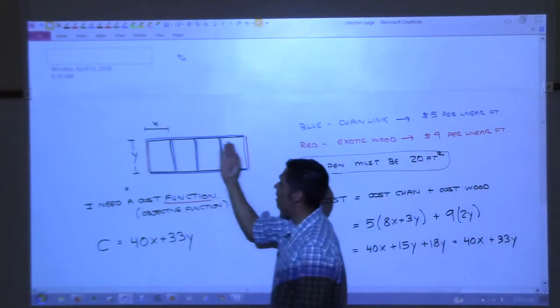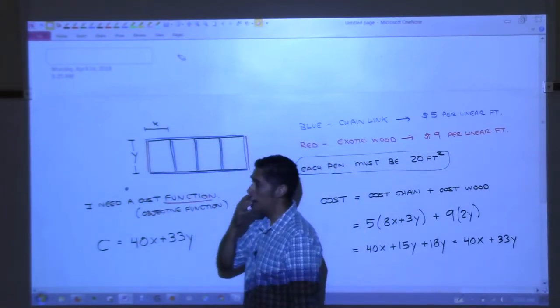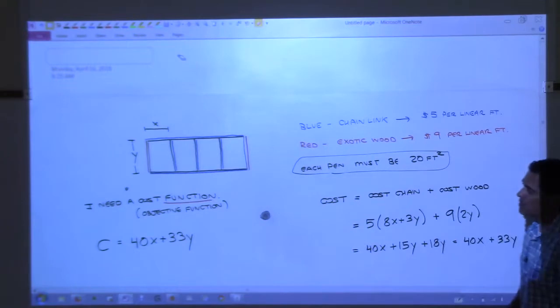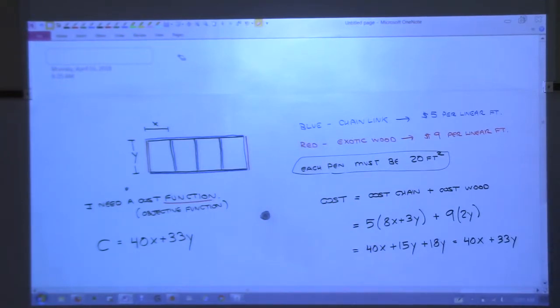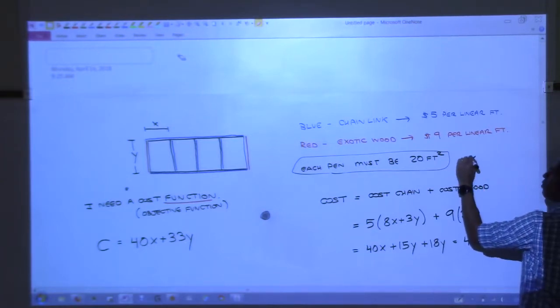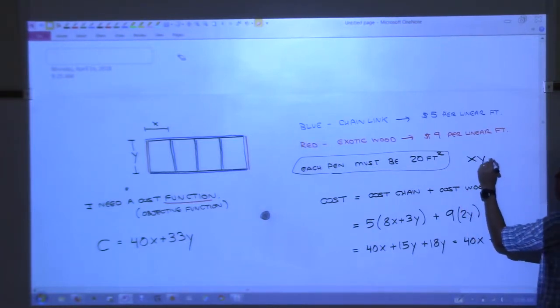The square footage of the entire thing is 80, right? I agree. But I'm looking for something else. It's along the same line. X times y equals 20.